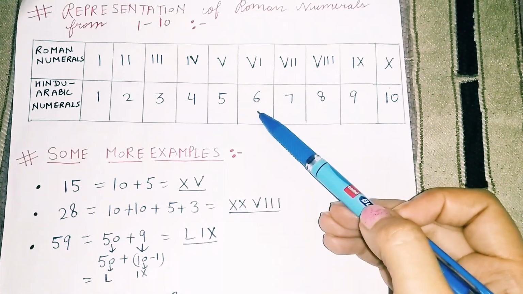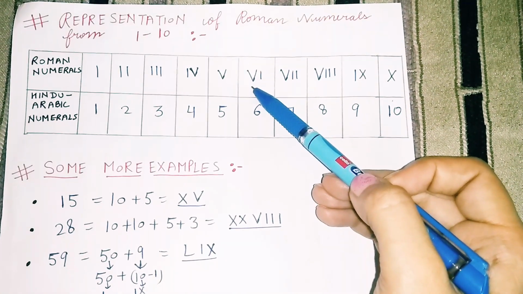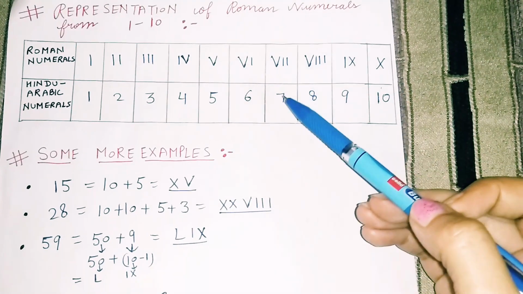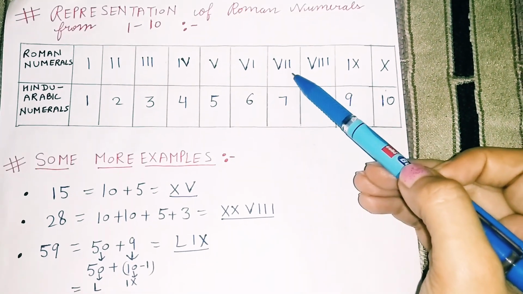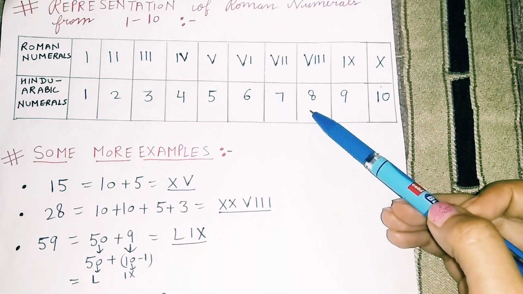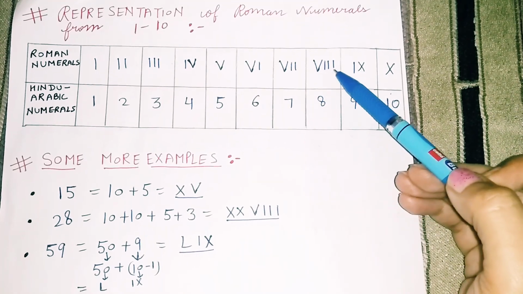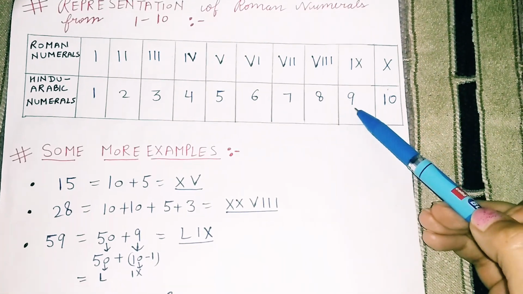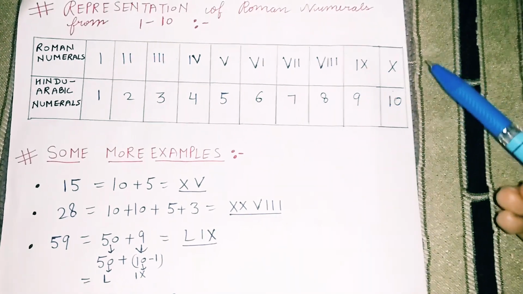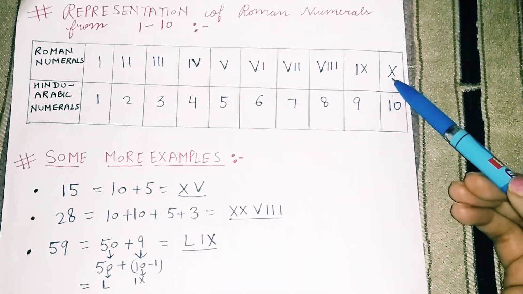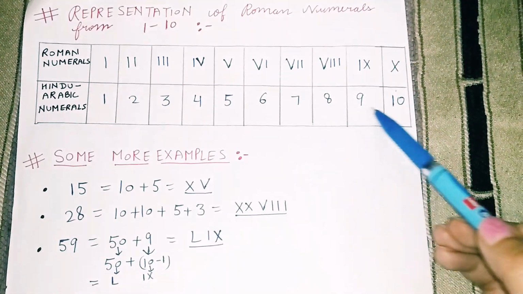Now corresponding to value 6, the Roman numeral is VI. Corresponding to 7, the Roman numeral is VII. Corresponding to 8, the Roman numeral symbol is VIII. Now corresponding to 9, the Roman numeral is IX. And corresponding to 10, it is X. You have to learn this table by heart.